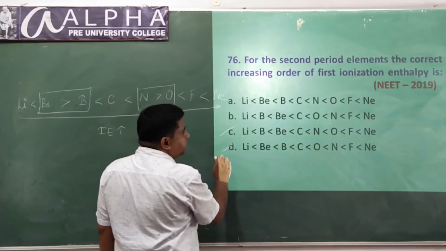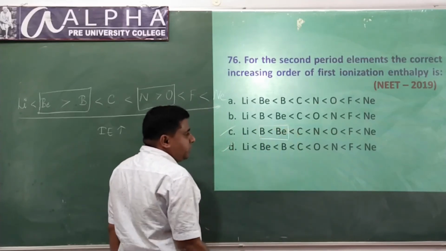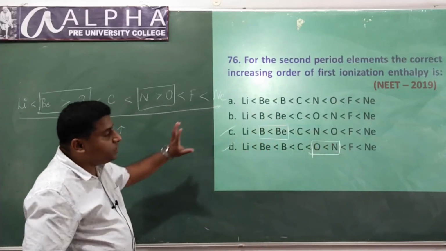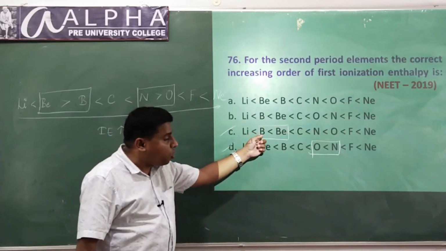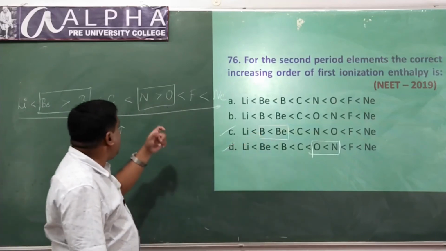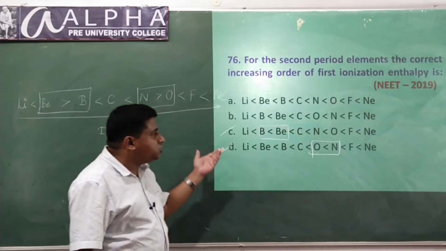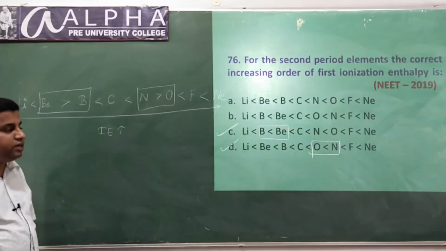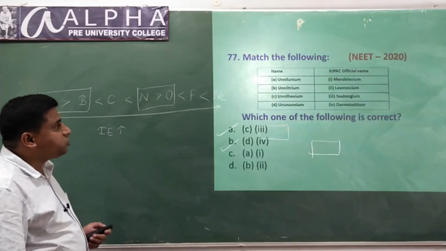In this option, they have given this exception. In this option, they have given this option. Both the options can be proper because both the exceptions are correct. Boron has less ionization enthalpy than beryllium, correct? Nitrogen has more ionization enthalpy than oxygen. So both the options are correct, option C as well as option D. Is that simple? Yes, exactly. Next question, the last question.